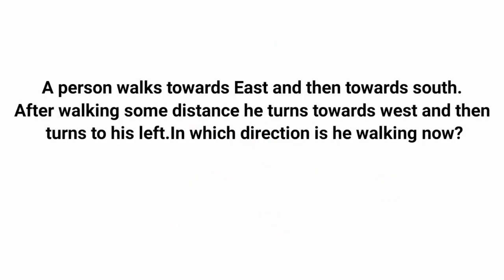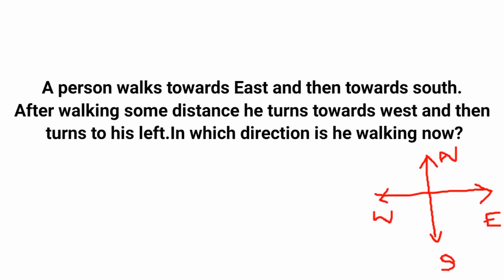Now let's see some questions. So the first question is, a person walks towards east and then towards south. After walking some distance, he turns towards west and then turns to his left. In which direction is he walking now? Now we know how to mark the four directions. In the question it is directly given that the person walks towards east, then he turns south.